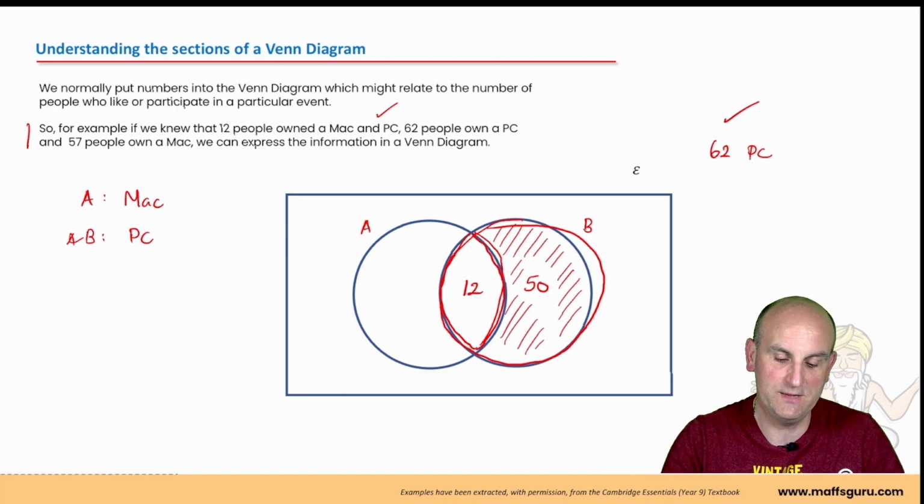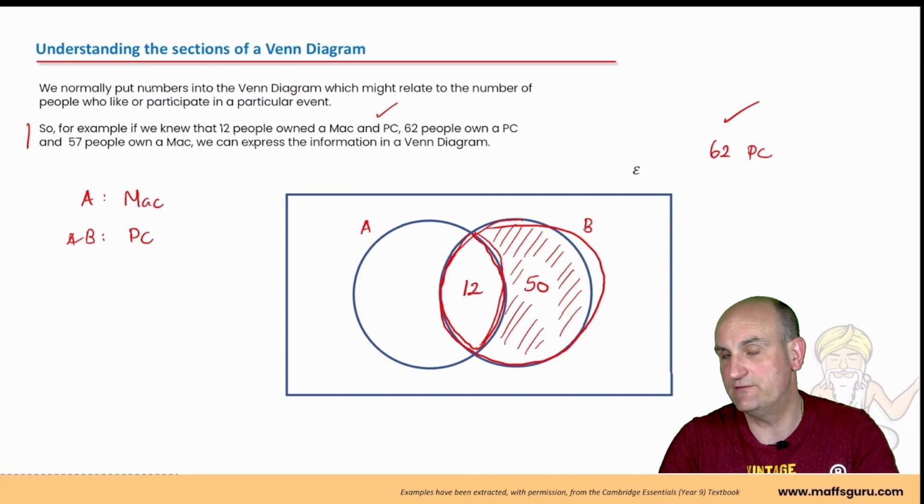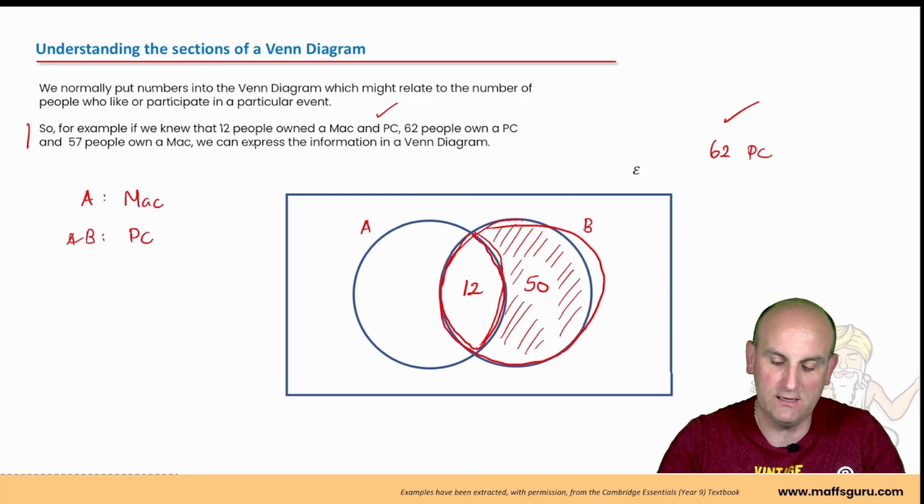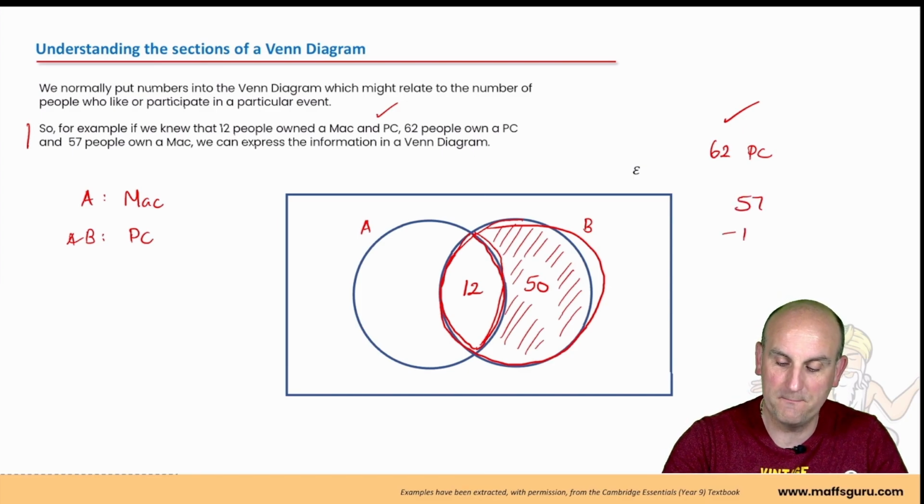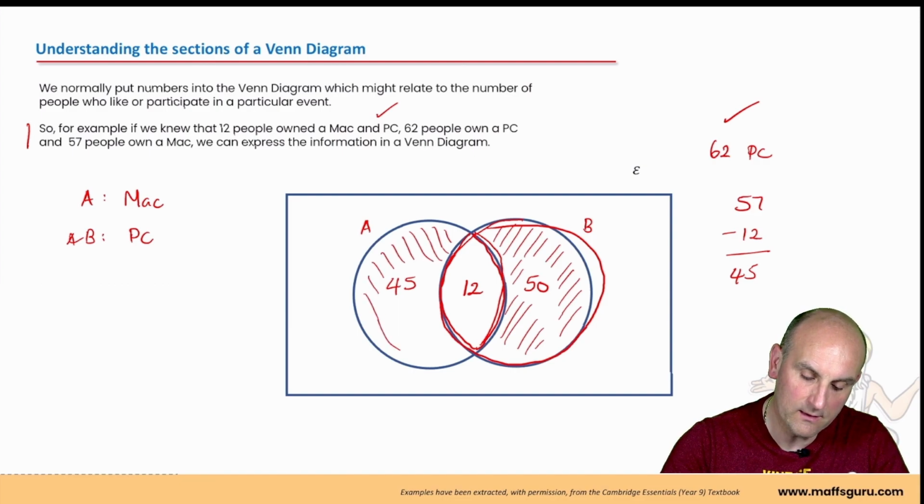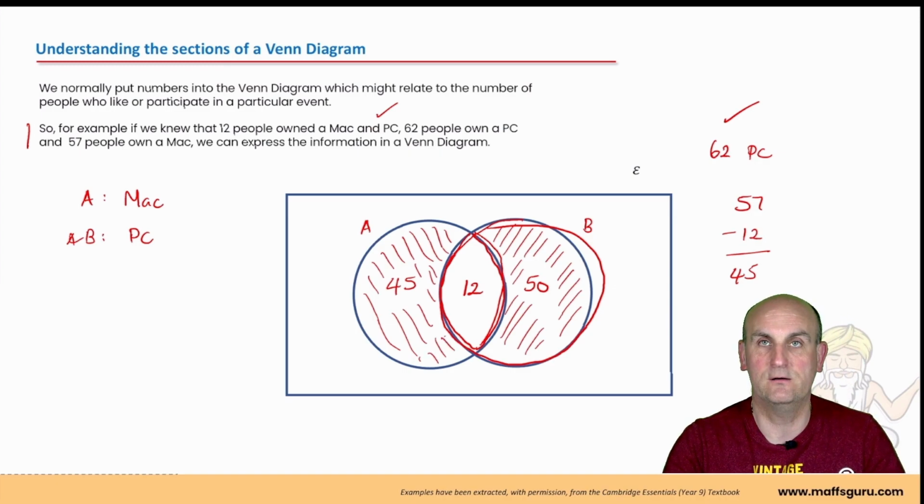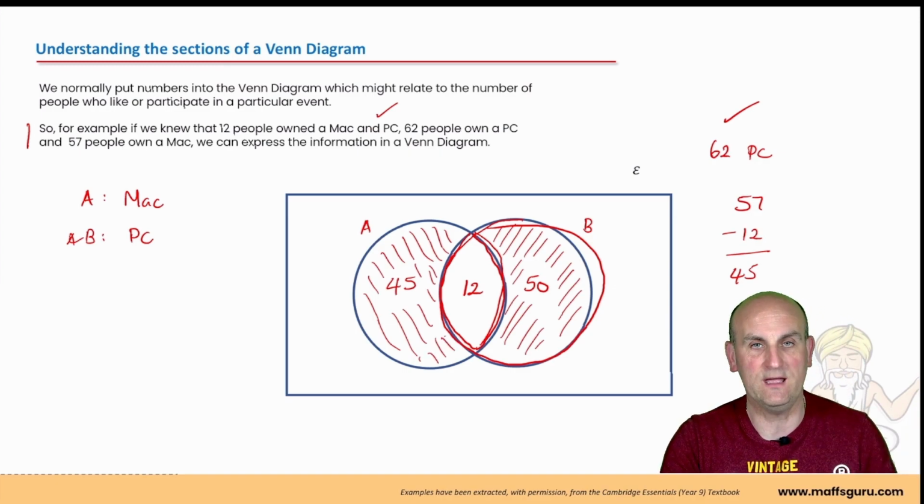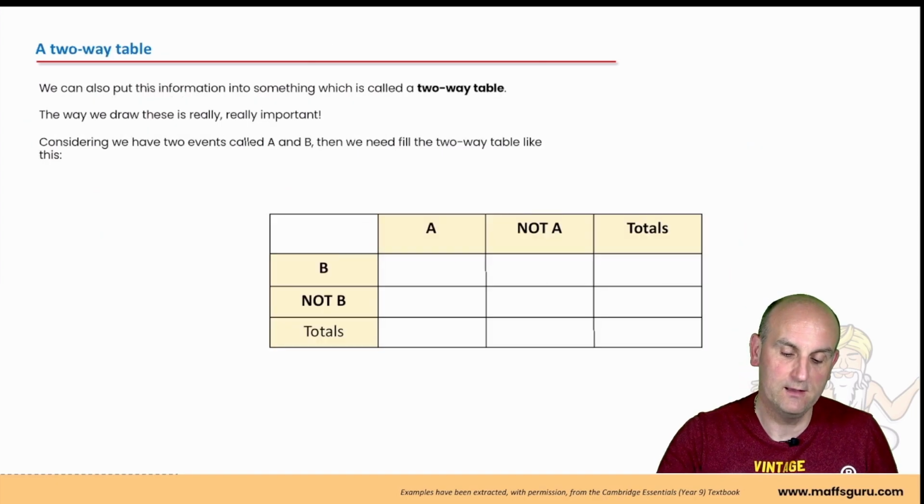Ka-ching, what is it? 57 people own a Mac. That's 57 people in total own a Mac, but we already know that 12 people own a Mac and a PC. So if I do 57 minus 12, what do I get? I get 45, and lo and behold, 45. Again, this section that I'm going to shade here are the people who only own a Mac. So there are 45 people who have a Mac, 12 people who have a Mac and a PC, and 50 people who just have a PC. See how these things begin to fill in?